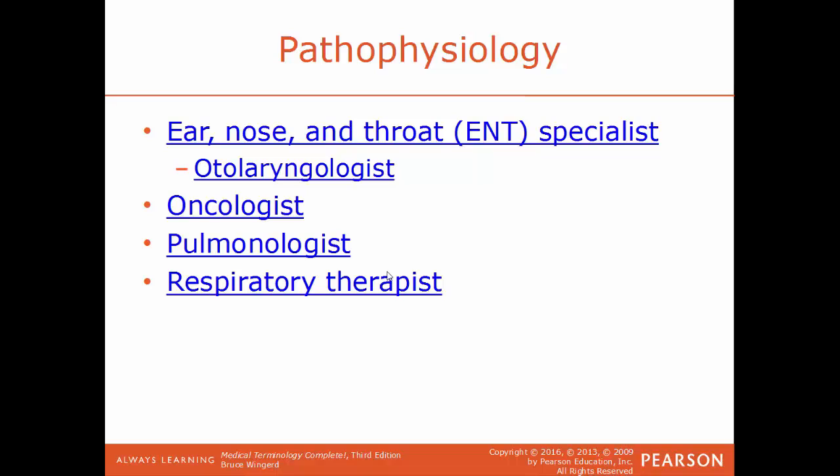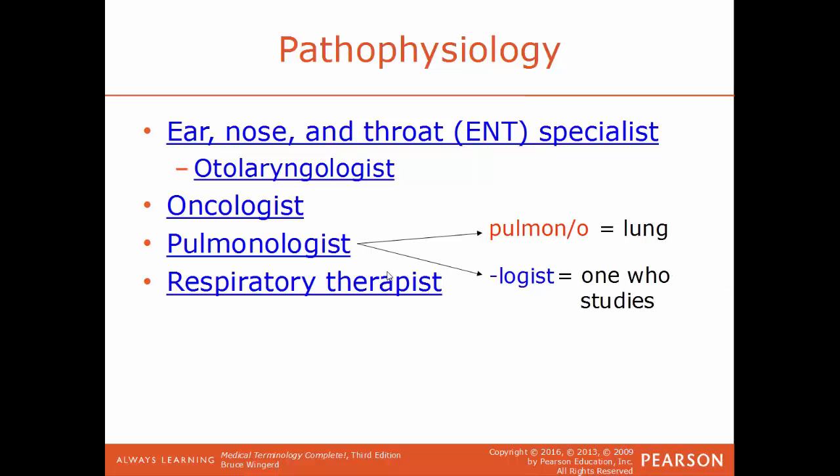The pulmonologist, if you were to break that word down, pulmono means lung, and a logist is someone who studies. So a pulmonologist is someone who studies the lungs. And the last term here, a respiratory therapist. This is a professional who deals with people who are having difficulties with breathing. So any acute or any chronic dysfunction of the lungs would be treated by a respiratory therapist.